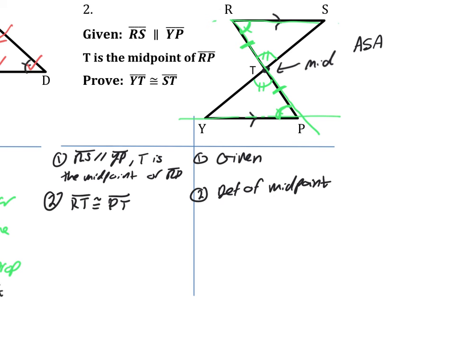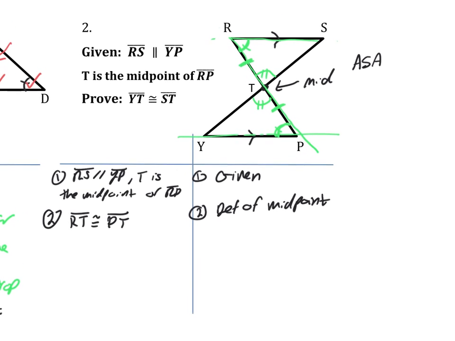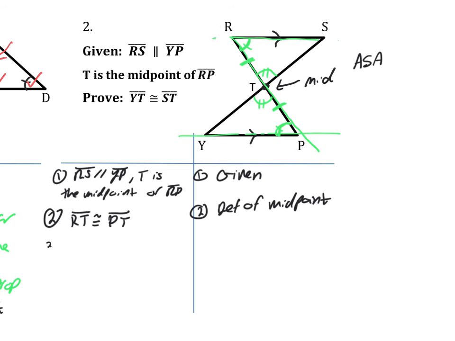Okay, well, what else did I know on here? I knew that angle RTS was congruent to angle PTY because that's the vertical angle theorem. We know if we have vertical angles, then their angles are congruent. So great.